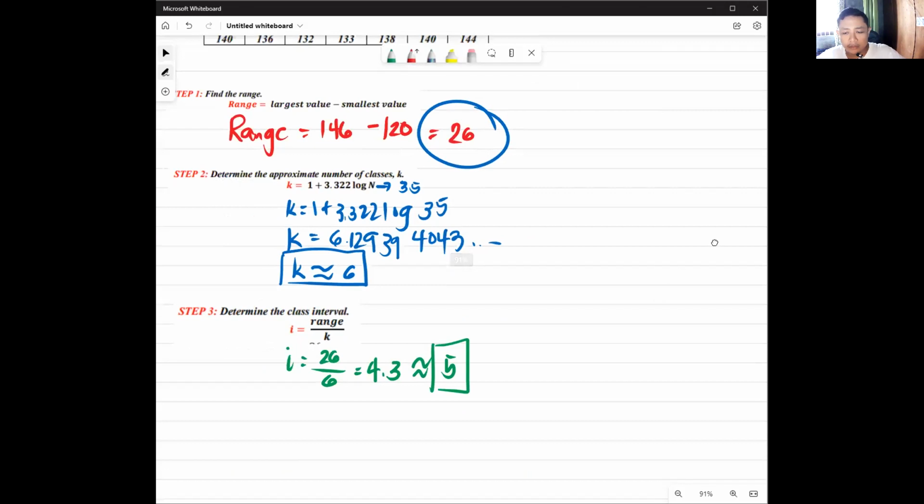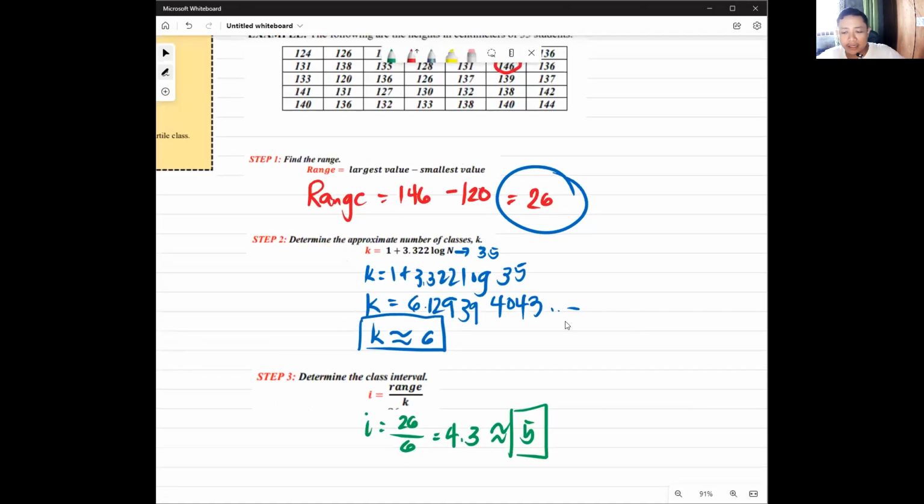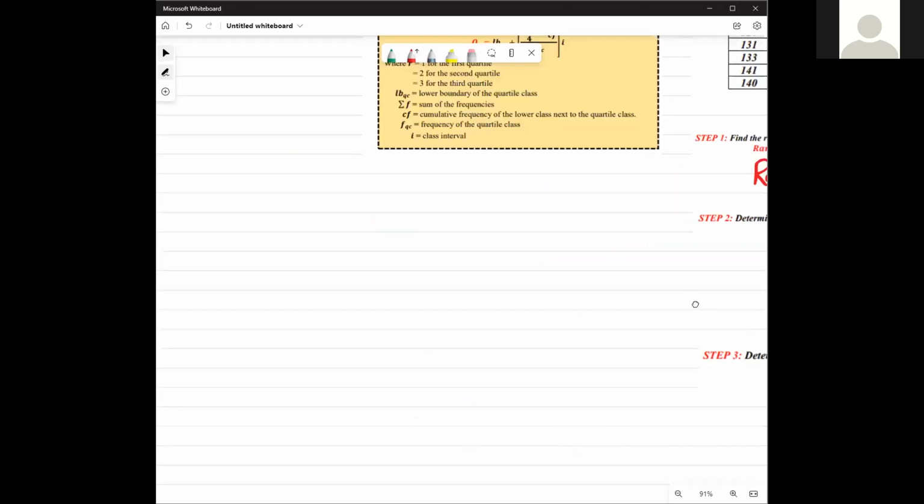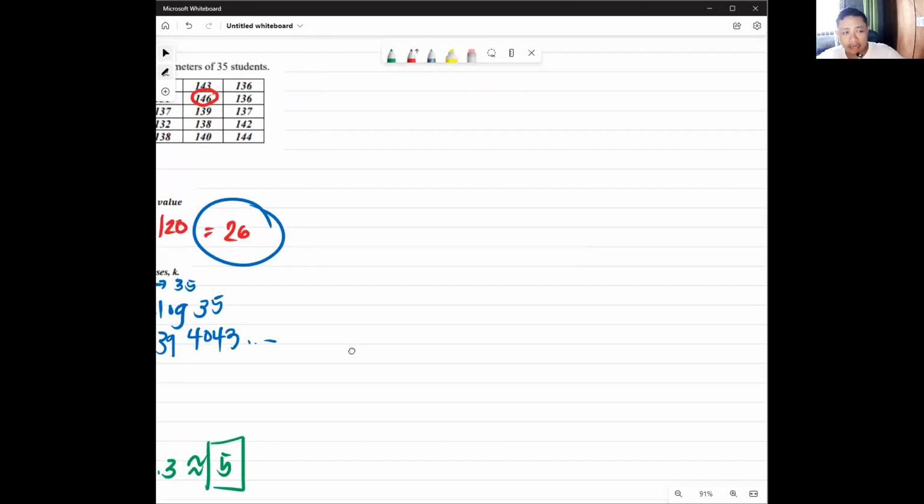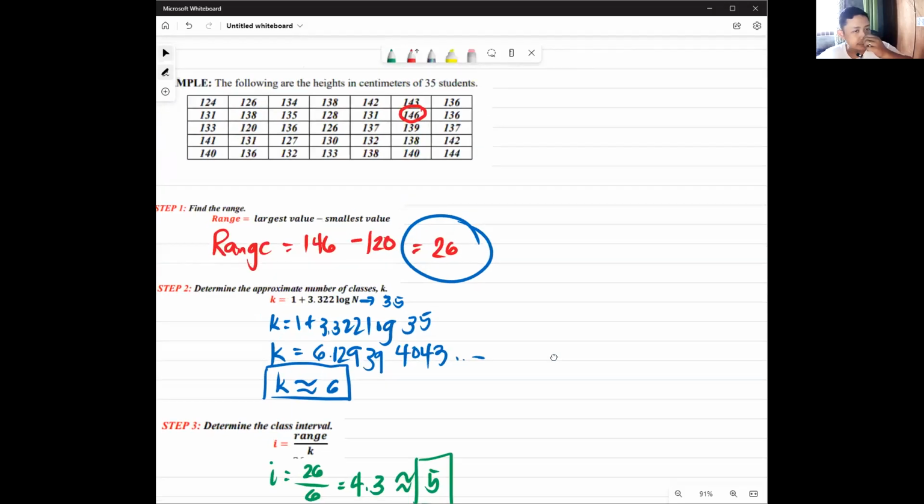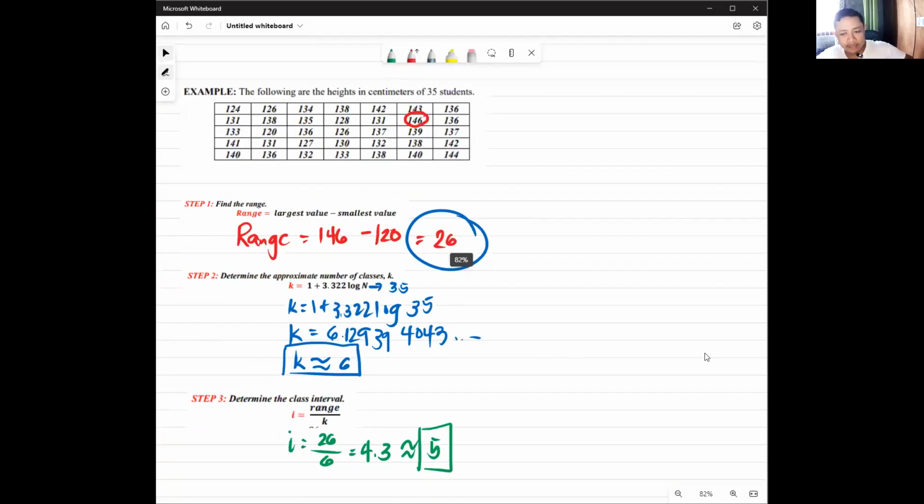Okay? Let's now continue. So, after that, now that we have our interval, all we need to do now is to make our frequency distribution table. This is quite tedious kasi medyo marami tayong gagawin dito. Step 4 is to make our frequency distribution table.